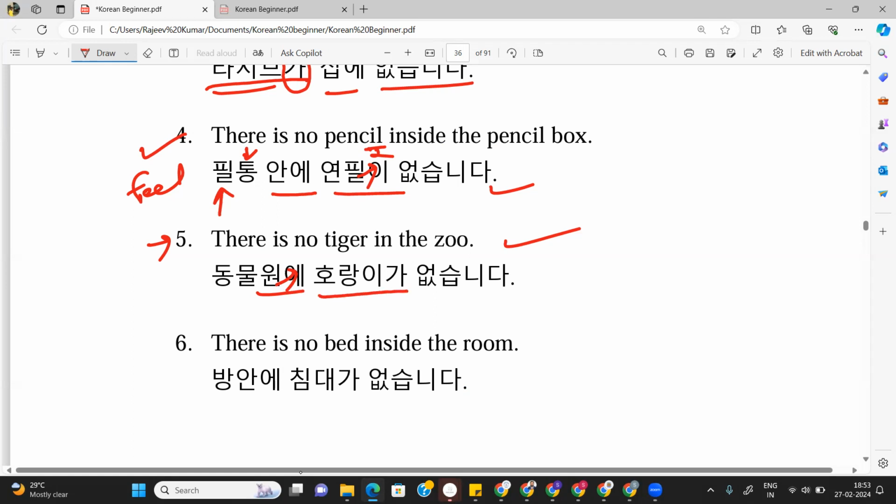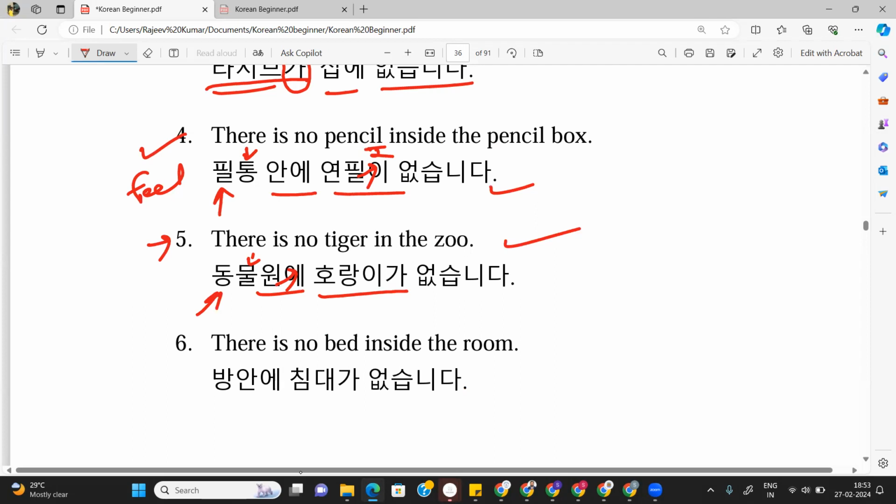Okay. Sir, can you please read this word fully? Oh, you have read it. Dongmul Wone. Dong. Dongmul. Yone. Wone. Dongmul Wone. Yes. Okay.